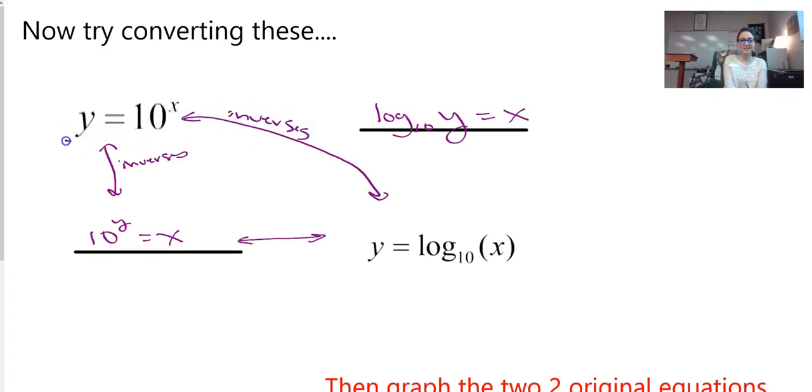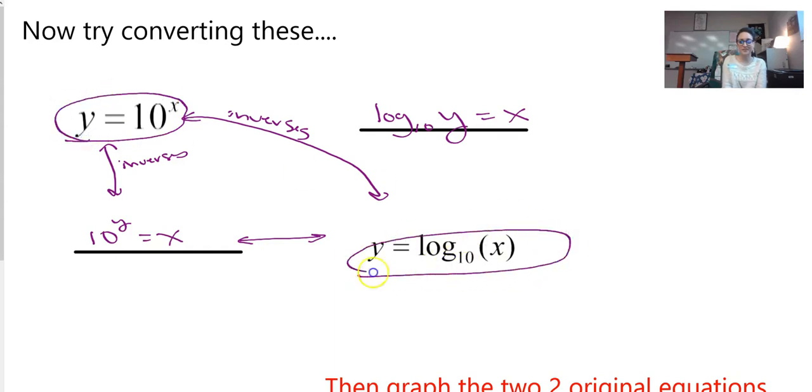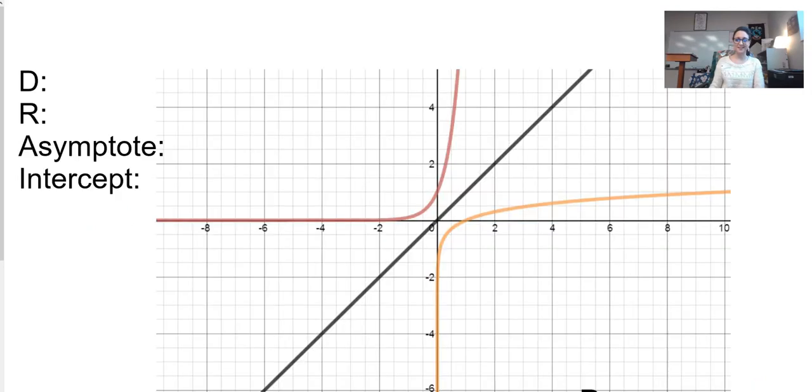Okay, so take a look at these expressions. Can you go ahead and circle or highlight these two? These are inverses of each other, okay? So exponentials and logs are inverses as long as their bases are the same, okay? And now if this is true, then this graph and this graph should be reflections about what line again? About the line y equals x. Let's take a look at them.